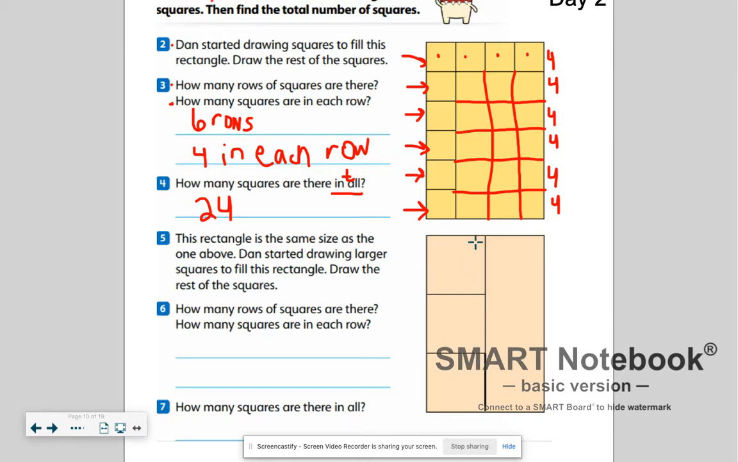Okay. So I've got the rows. I've got my rows done. So let's put the number in each row. Let's finish that out. Maybe you can see it behind this. Okay. So we drew the rest of the squares. Number 6 says, how many rows of squares are there?